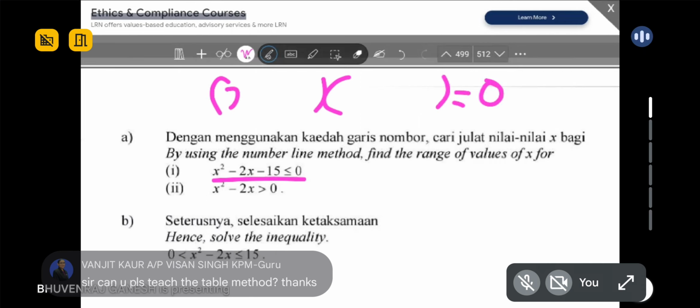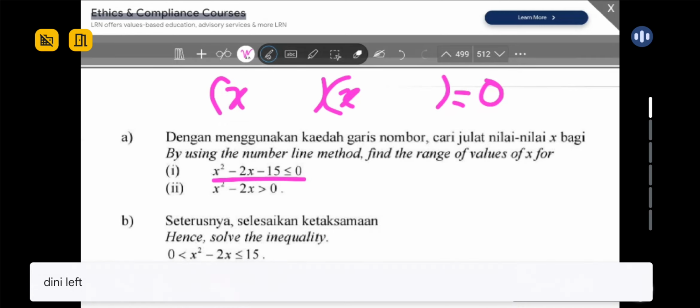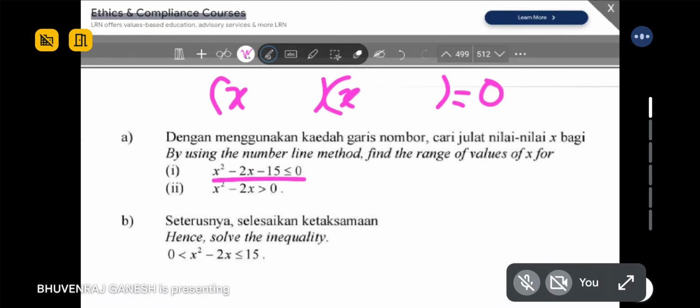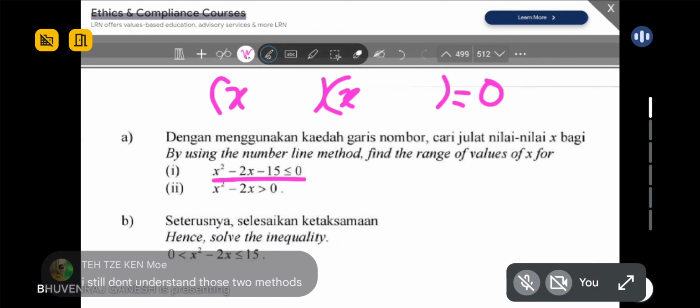Faktorkan macam biasa. Can you please teach the table method? Table and number line is the same concept. Table and number line sama. It's just that table method, you draw a table. Number line, you don't draw a table. That's all. That's the difference. How you write the answer is all the same. I still don't understand those 2 methods. Table and number line, is it? Do you mean that one?